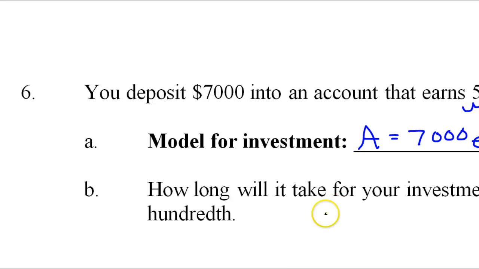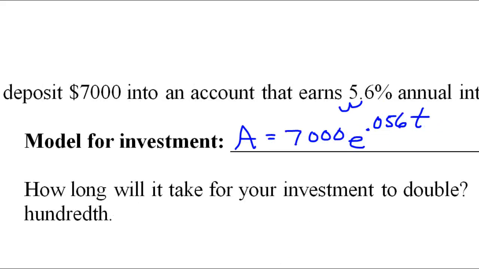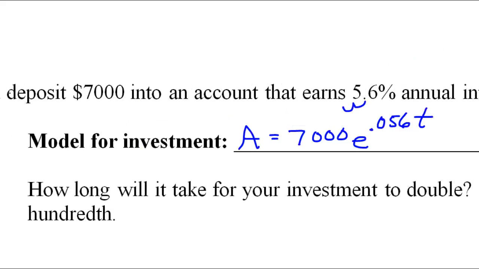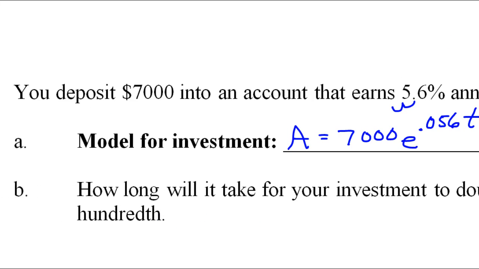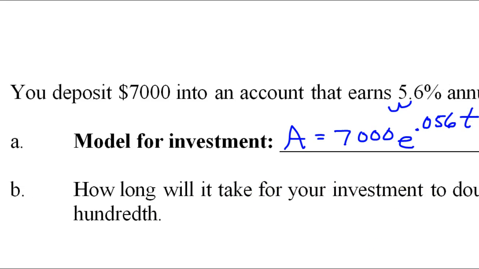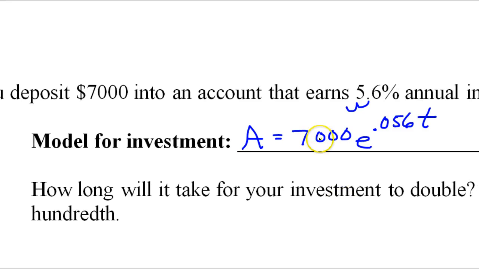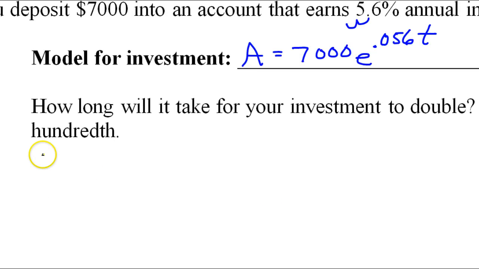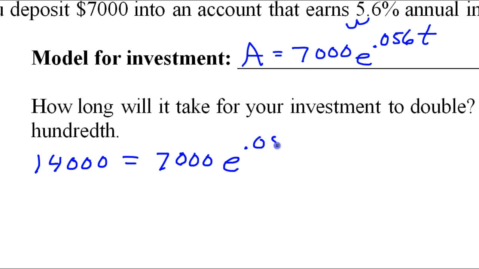For part B, how long will it take for your investment to double? Round your final answer to the nearest hundredth, so that'll be 2 decimal places. If our investment is going to double, that means it's going to go from $7,000 to $14,000. So this model becomes $14,000 is equal to 7,000 times e to the 0.056 t power. So it's just a matter of solving this for t.